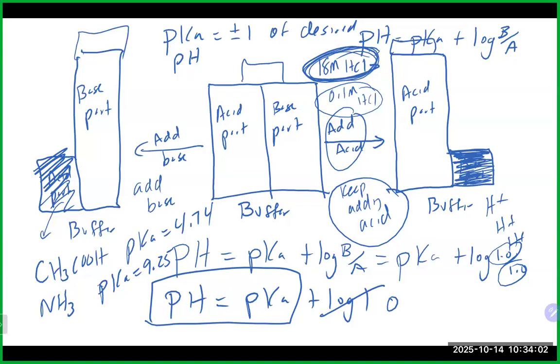So to choose what you should make it out of, you should look at the pKa values of weak acids or weak bases and choose one that is as close to your desired pH as you can find or have available to you. And you can calculate and make your buffer out of that solution. Any questions on how buffers work?